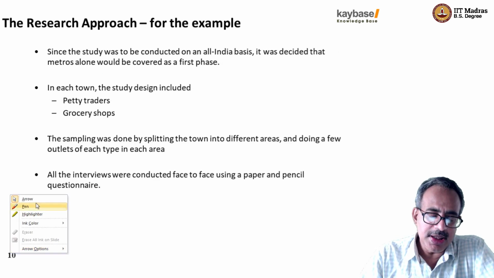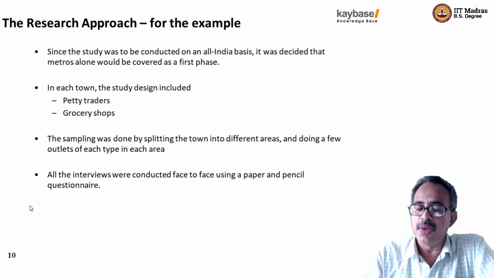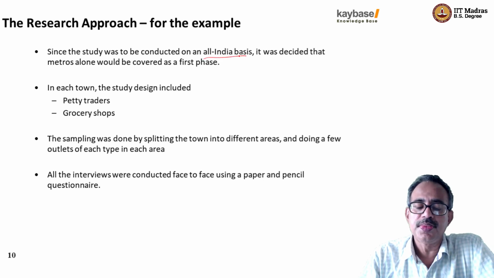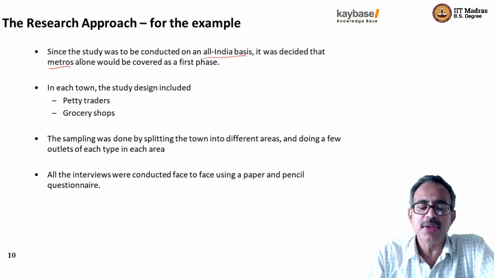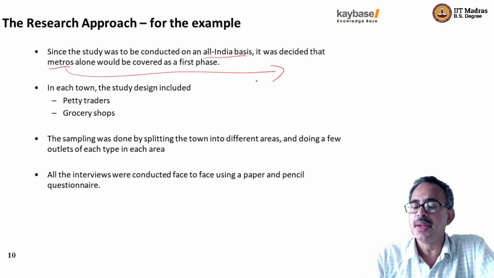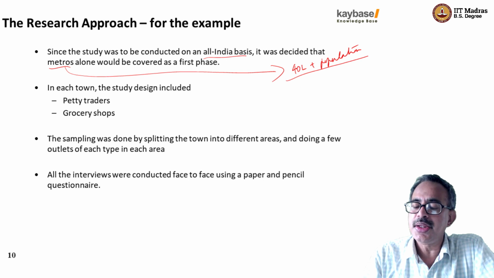So the study was to be done on an all India basis, right? Only in metro cities, and we talked about this once. Metro cities are the ones which are classified as having 40 lakh plus population. And India is generally considered to be having 8 large metros.